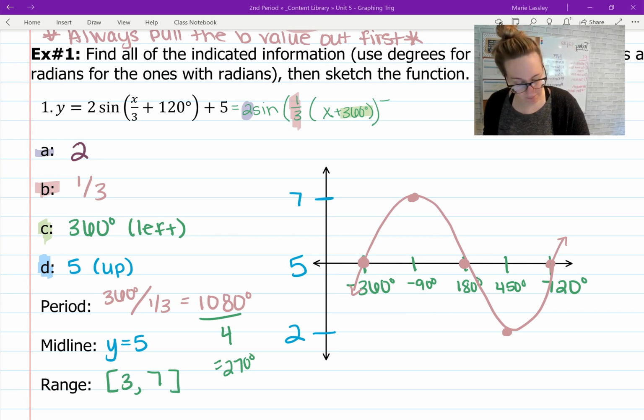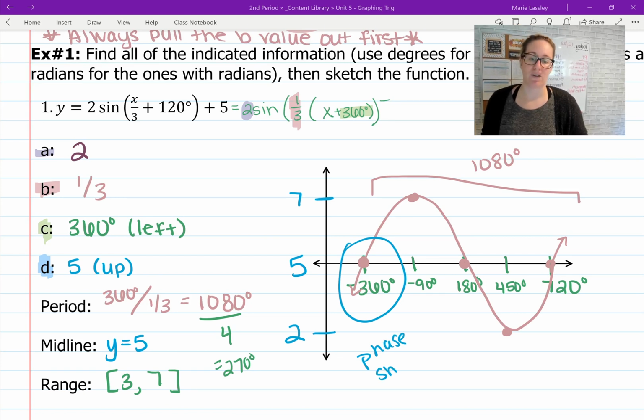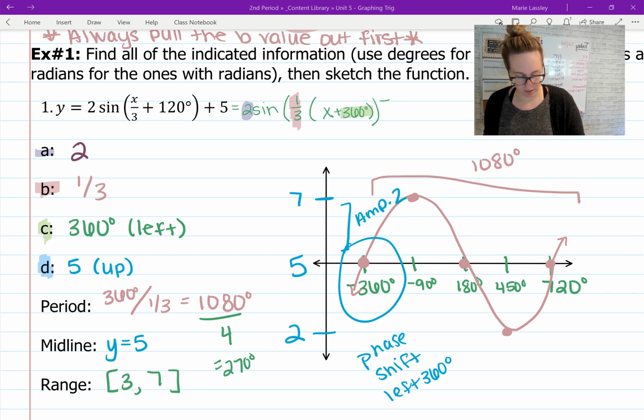So remember, from here to here, that's our period of 1080. And then our starting point, that's our phase shift. Left 360, in the negative direction. And then we have our amplitude of 2, in both directions.